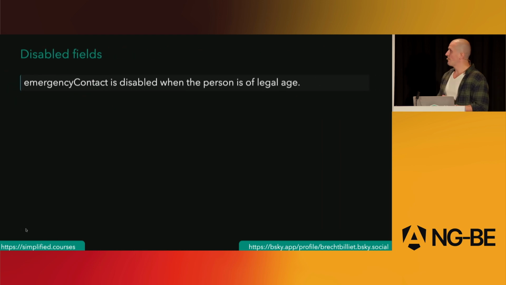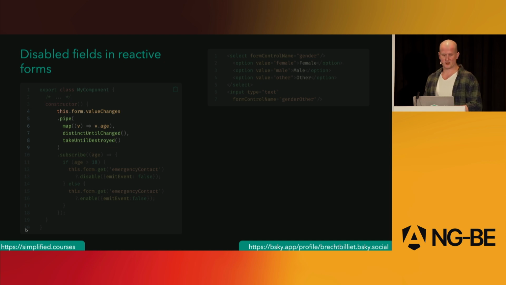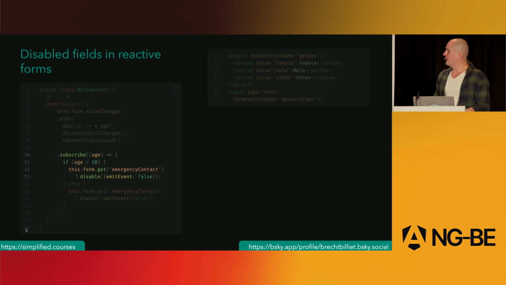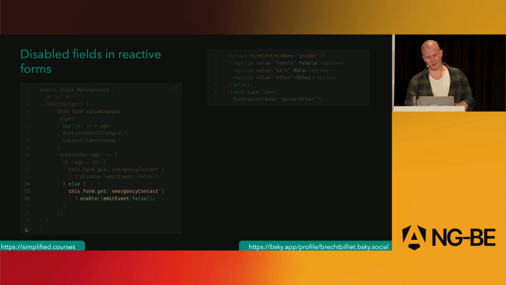What about disabled fields? Like, I added this emergency contact there, but when the person is of legal age, it doesn't matter to have an emergency contact. I know that's ridiculous, but in my world, that works for now. So we want to disable it when the person is of legal age. So again, let's dive into the reactive approach. We all know that, right? Again, the valueChanges, and we subscribe, and we distinctUntilChanged, and we takeUntilDestroyed, and then we subscribe again. And then when the age is higher than 18, we disable it, and otherwise we enable it.